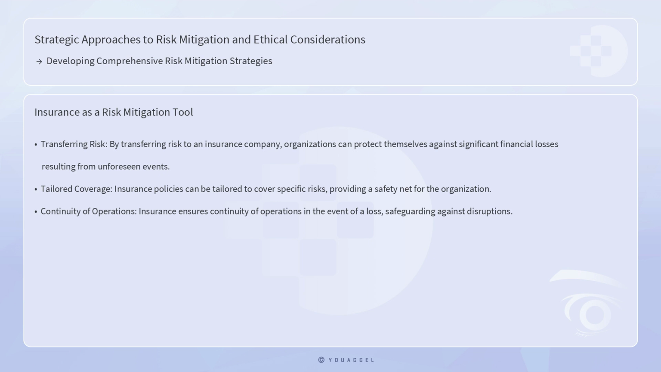Insurance is another important risk mitigation tool. By transferring risk to an insurance company, organizations can protect themselves against significant financial losses resulting from unforeseen events, such as natural disasters, accidents, or lawsuits. Insurance policies can be tailored to cover specific risks, providing a safety net for the organization and ensuring continuity of operations in the event of a loss.